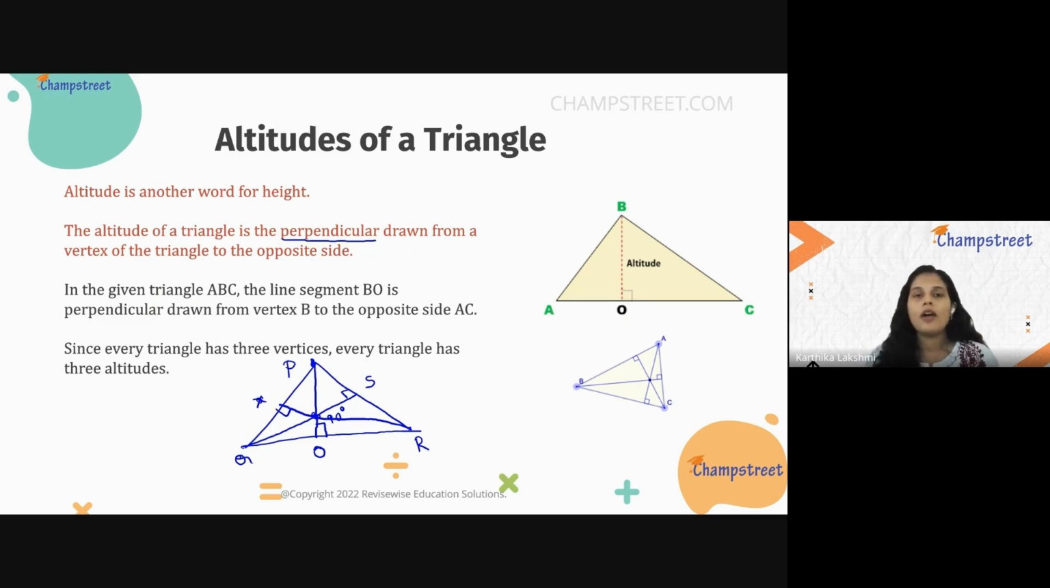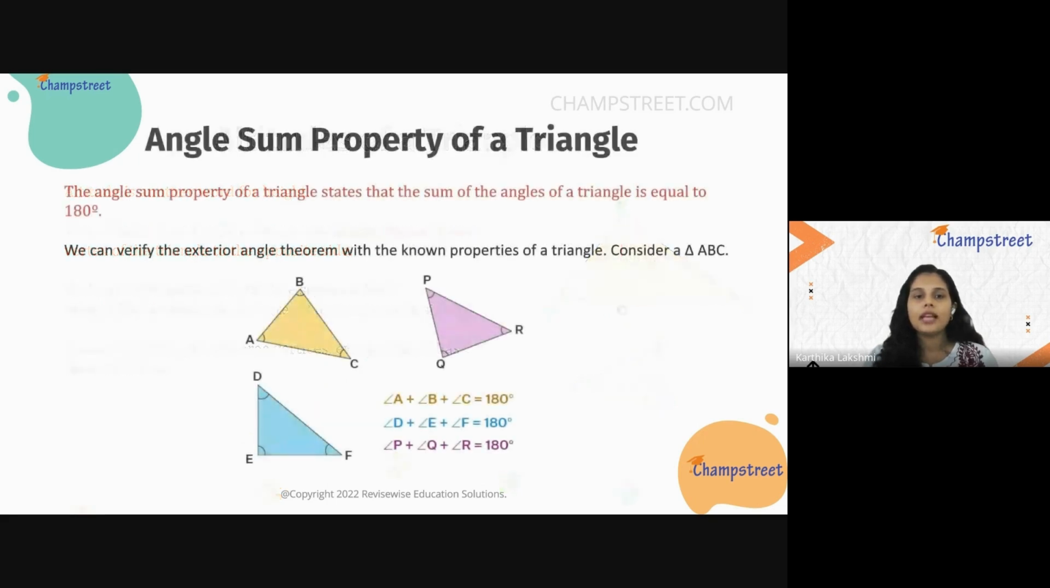Got it? So you have to be very careful while dealing with altitude and median. Learn it very carefully. That's it. And the last one is the angle sum property of a triangle. As I said, I'm taking a triangle like this, triangle PQR or DEF. I'm just taking a triangle DEF.